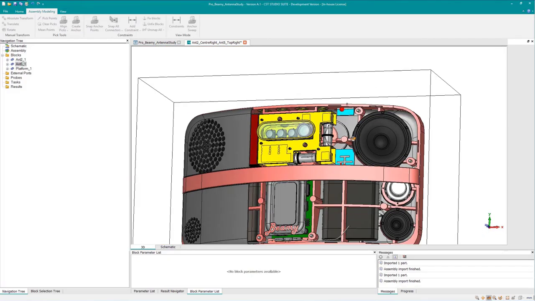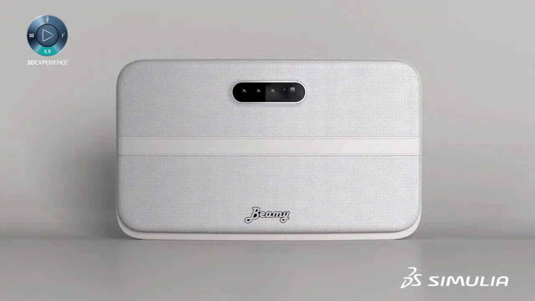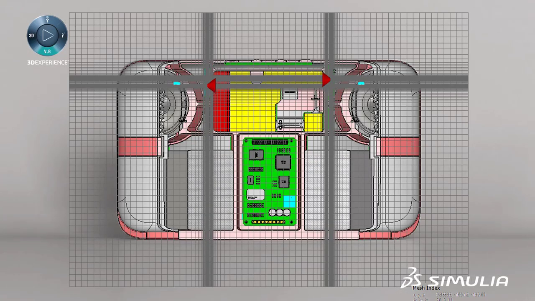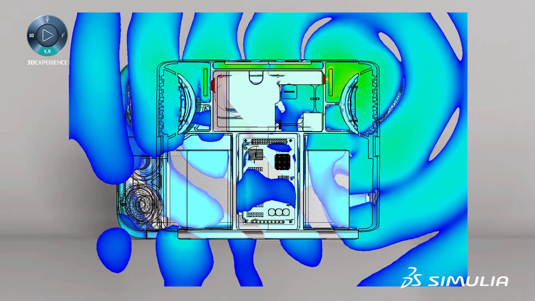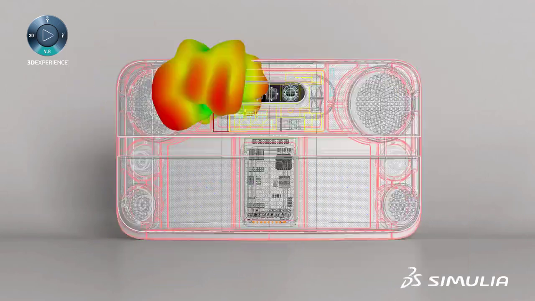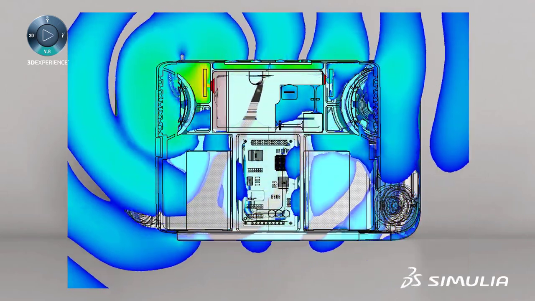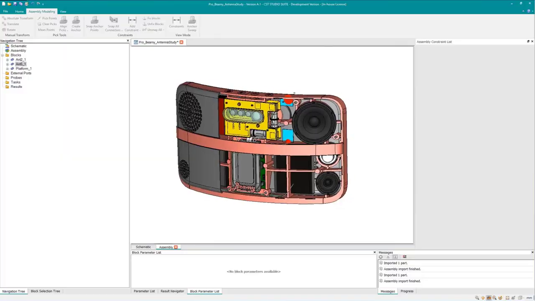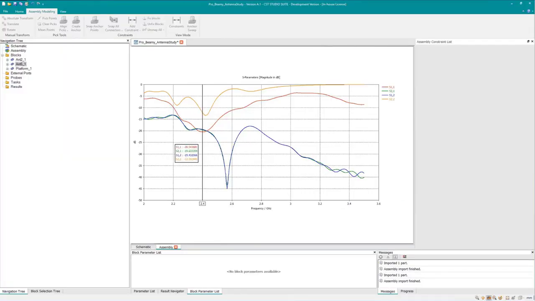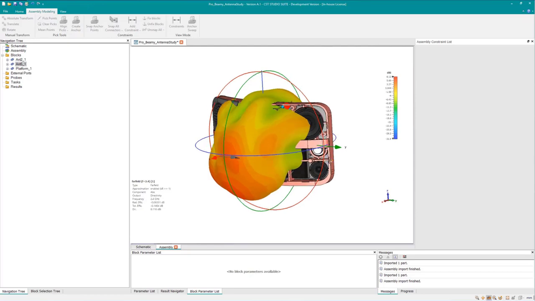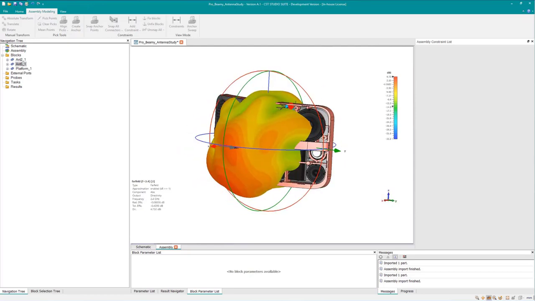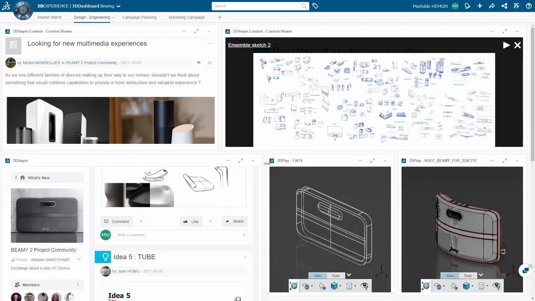Rapid antenna prototyping is enabled through robust and automatic meshing of complex geometry, combined with state-of-the-art simulation technology. This means you can simulate antennas on a full smart device in less than 15 minutes, instead of waiting days to build and measure physical prototypes.